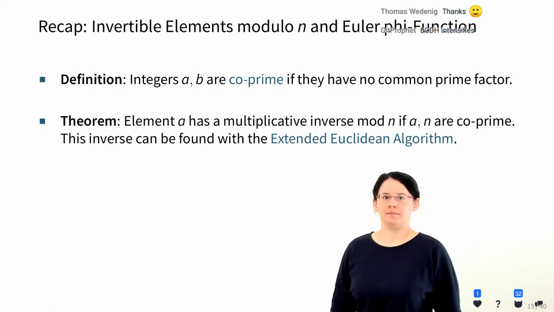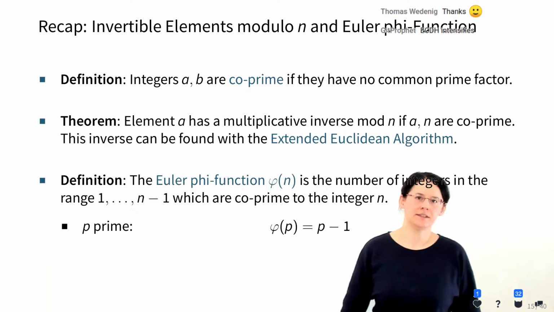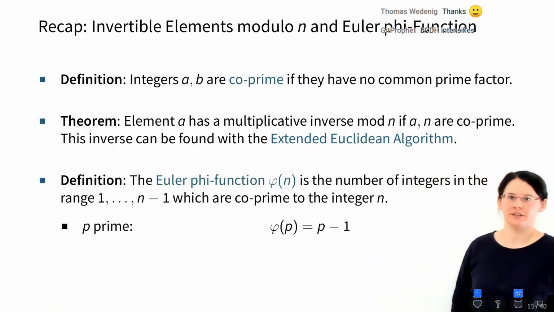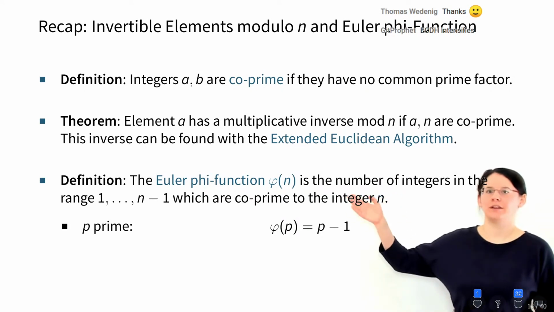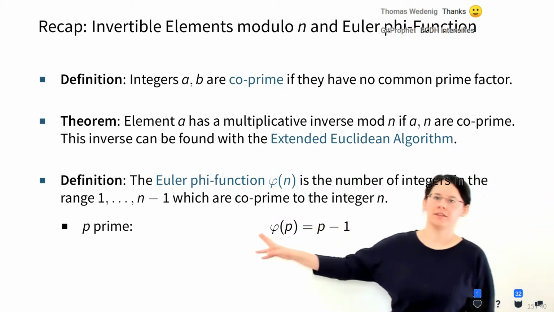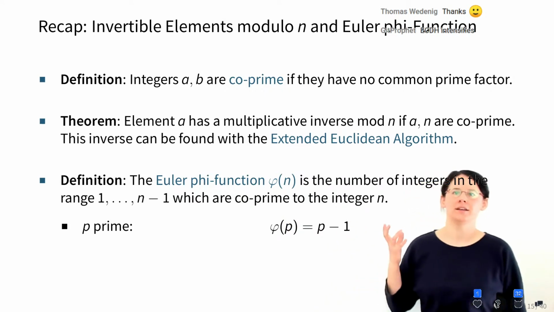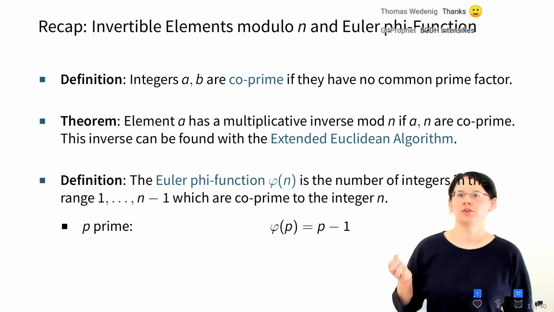Okay, there is one important function that is related to this, and that is the Euler phi function. If we apply it to a number n, it gives us the number of integers which are smaller than n and which are coprime to it. So it counts how many numbers up to n do not have a common prime factor with n.